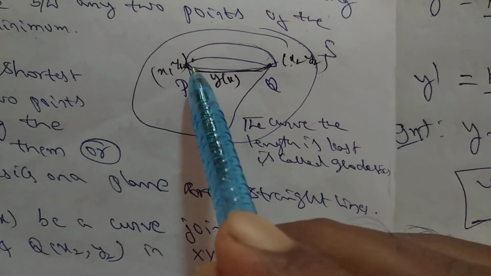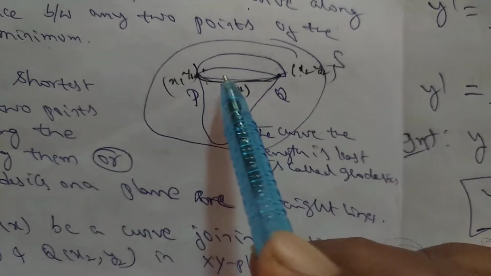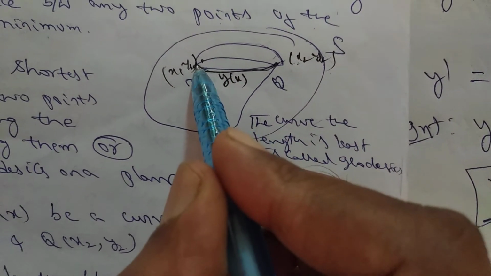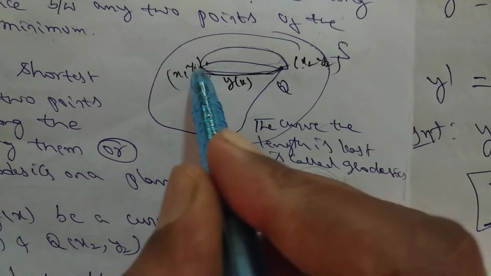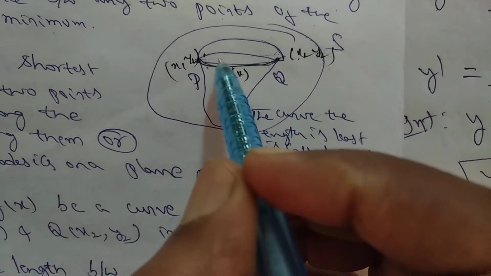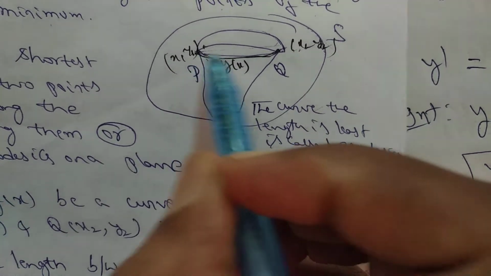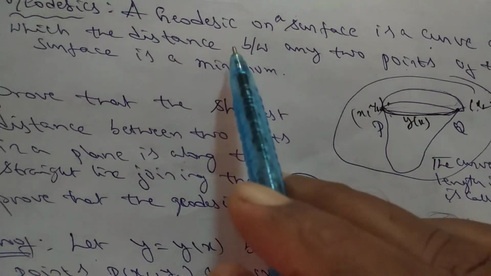But when you join, what is the minimum length? So that length is the minimum length. So that minimum P to Q, which one is the minimum length? That is a straight line. The shortest distance between any 2 points is a straight line. So that one only is known as geodesics.